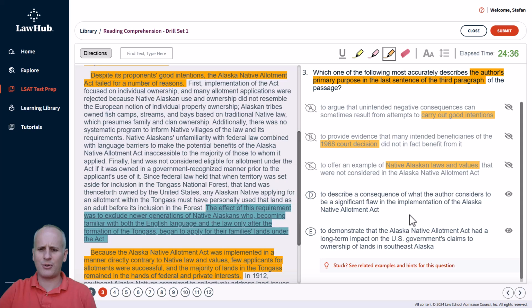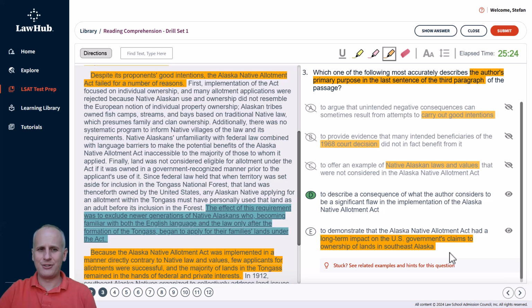Then we've got choice D, to describe a consequence of what the author considers to be a significant flaw in the implementation of the Alaska Native Allotment Act. This is a nice, good, bland summary of our own prediction, and I would say we can select D pretty directly. You do want to check everything just to make sure, though, and if we go to choice E, to demonstrate that the Alaska Native Allotment Act had a long-term impact on the U.S. government's claims to ownership of lands in Southeast Alaska. If anything, this is backwards if we consider that final sentence that we just read in the window about the Alaska Native Allotment Act not being successful. It didn't really have a long-term impact because not many Alaska natives, the Haida and the Tlingit, were actually able to successfully put in a claim.